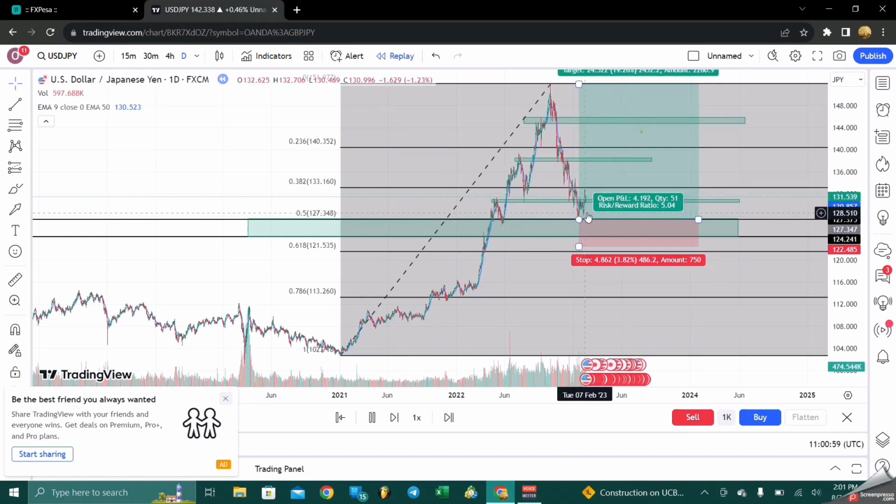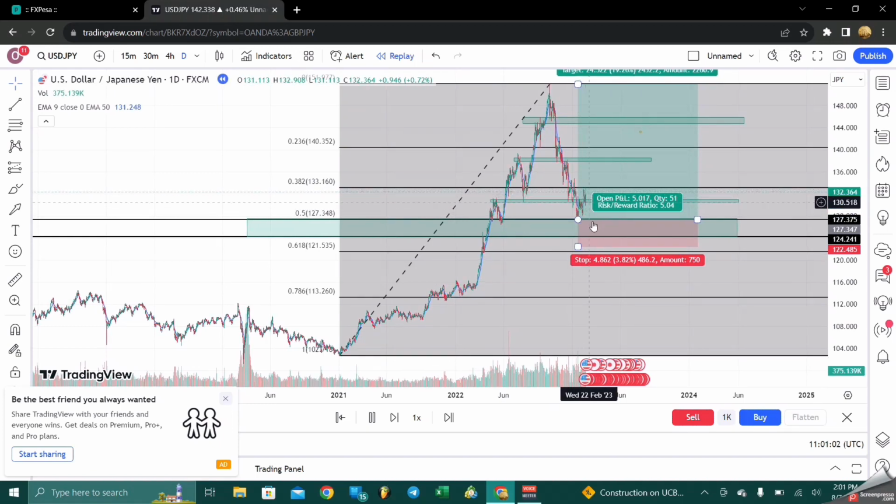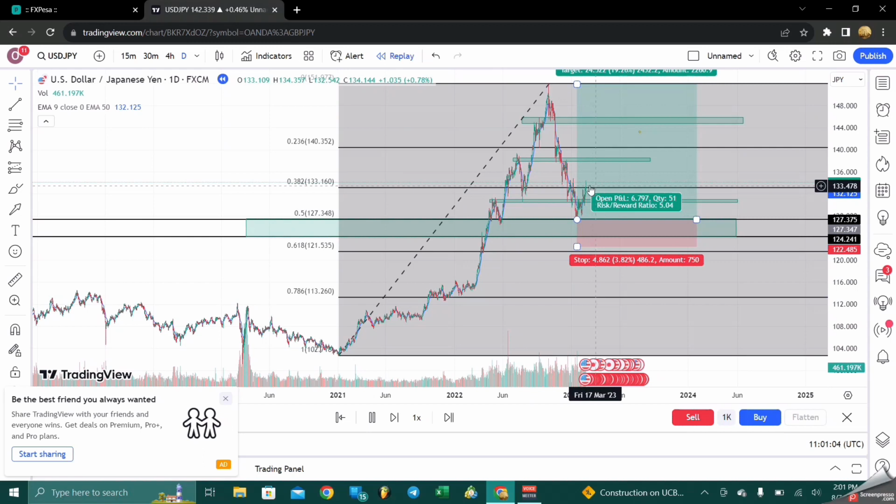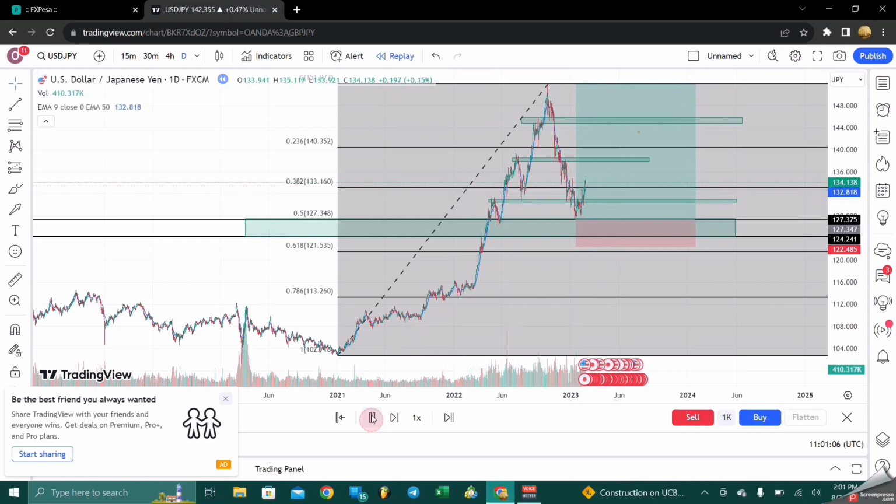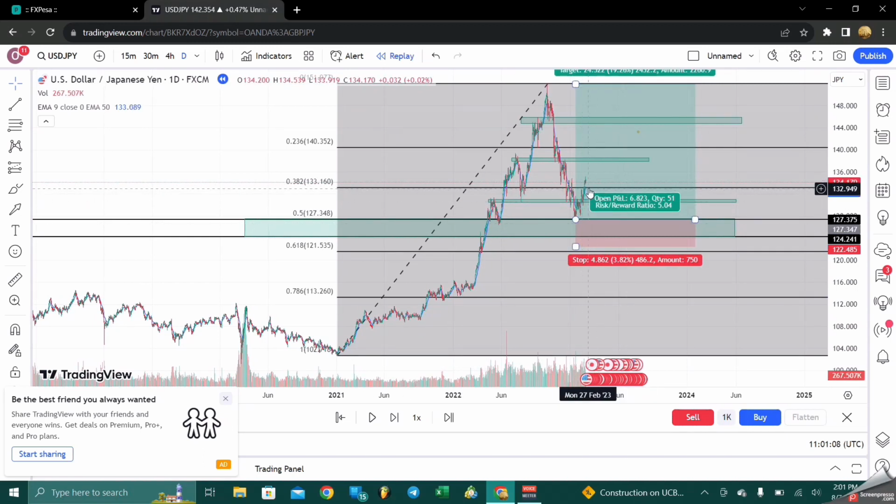Prices almost come and retest this zone and keep going up, right? You can see prices keep going up. So my first take profit has been hit.